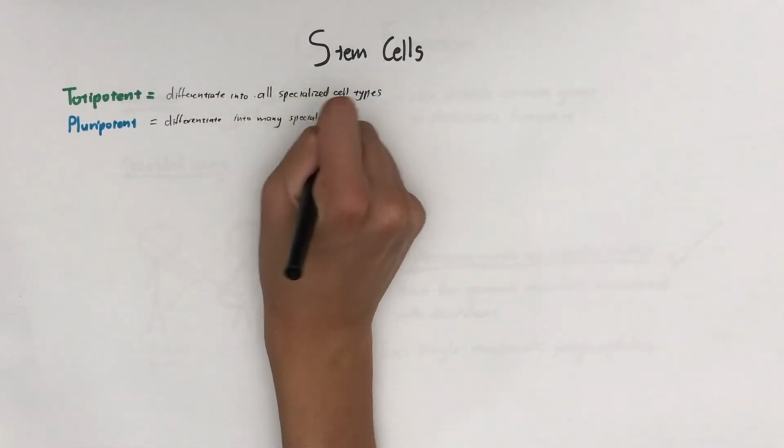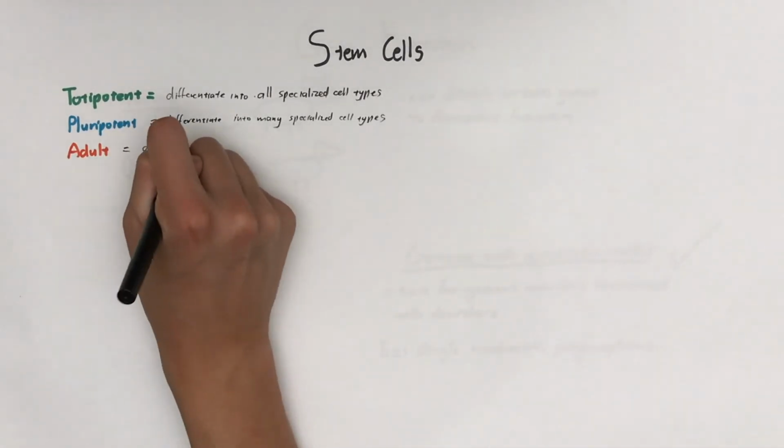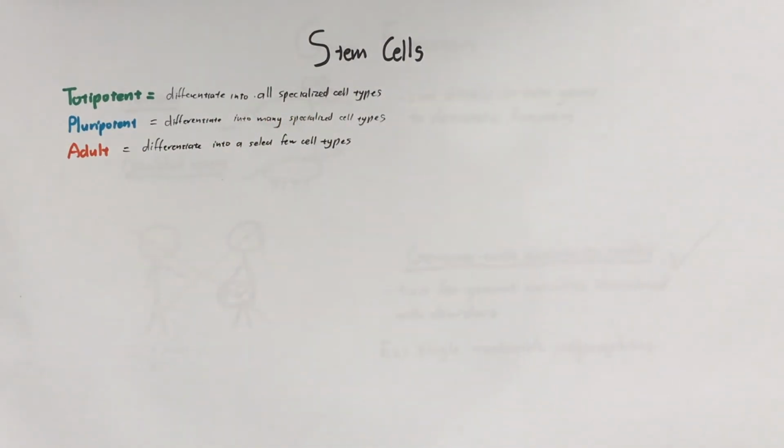Totipotent stem cells can differentiate into all of the specialized cell types. Pluripotent stem cells can differentiate into many different types, but not as many as totipotent stem cells can. And adult stem cells can only differentiate into a few select specialized cell types. And the best types are, of course, the totipotent stem cells, because that's what we can use to make medicine, grow new limbs for people who've lost them, replace organs, do all the cool stuff.